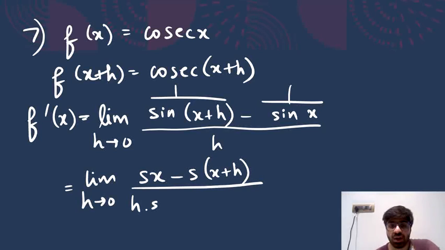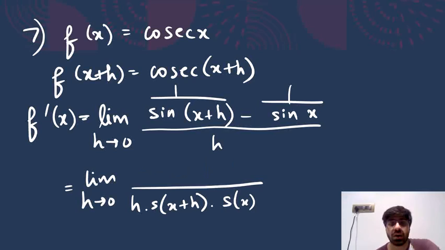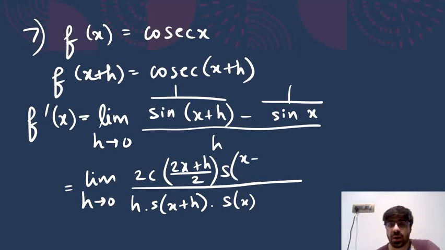divided by h into sin of x plus h into sin x. In the numerator, sin c minus sin d is 2 cos of (c plus d) upon 2, so that will be x plus h, the whole divided by 2, which would be (2x plus h) the whole divided by 2, into sin of (c minus d) divided by 2. C minus d in this case is going to be x minus of x plus h. So that will become x minus h divided by 2, and that should give you minus h upon 2.